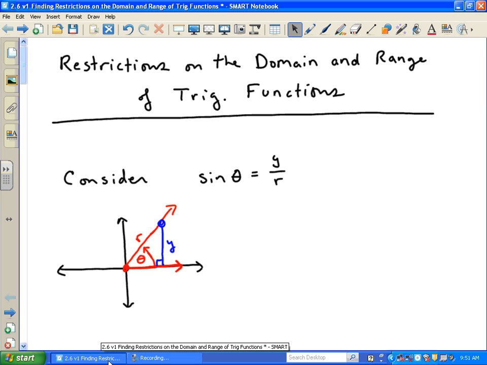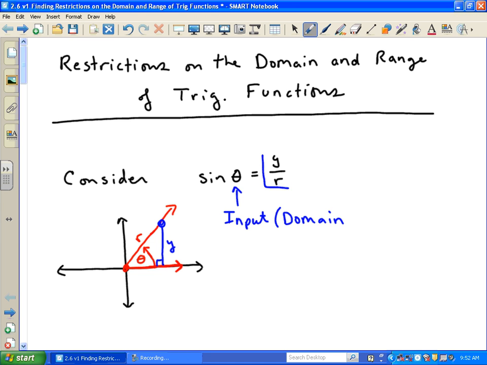We're going to now talk about restrictions on domain and range of trig functions. What I want to do is consider, as an example, sine of theta is equal to y over r. The first thing I want to talk about is sine of theta defined as a function. From algebra, we learned that the value you plug into the function is called the input. Another name for input is the domain of the function. Whatever value you get out of the function, in this case y over r, we call the output, also known as the range of the function.